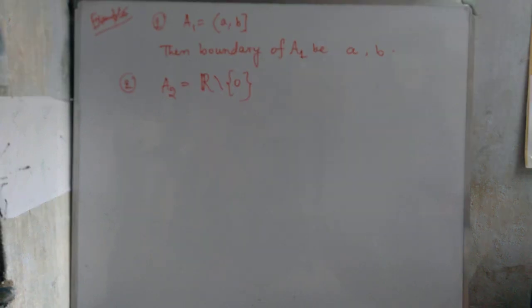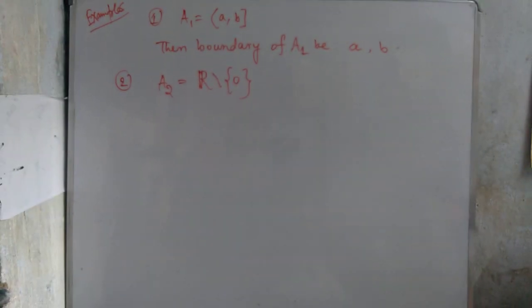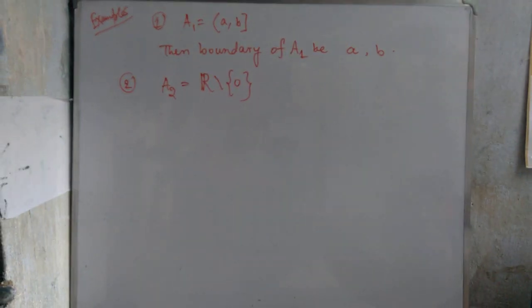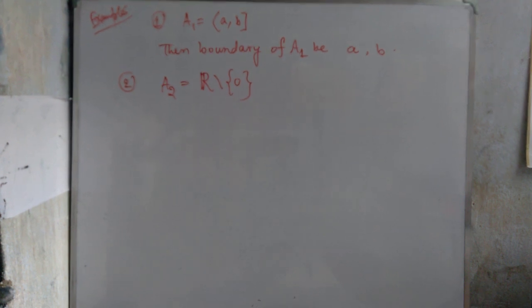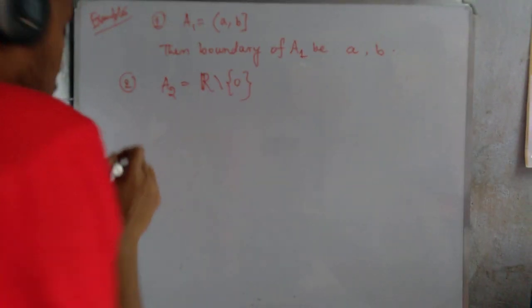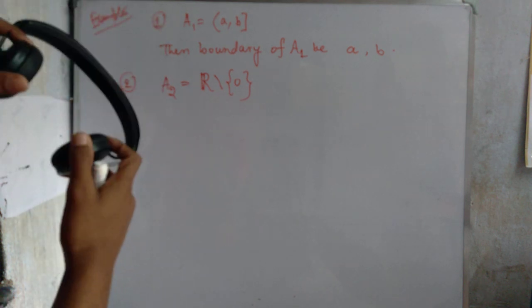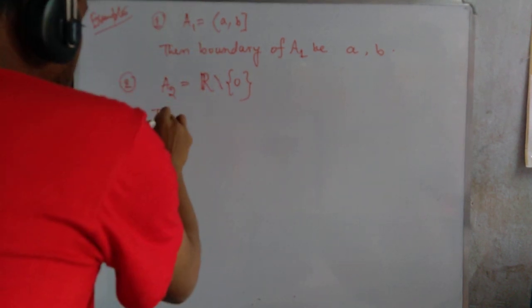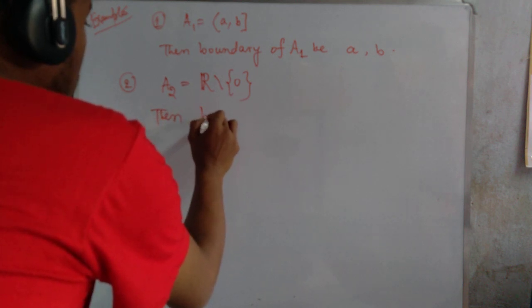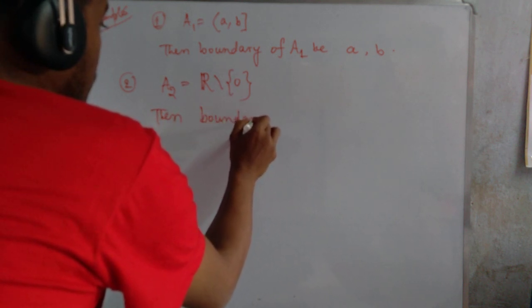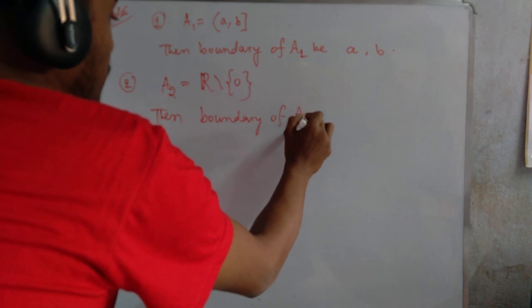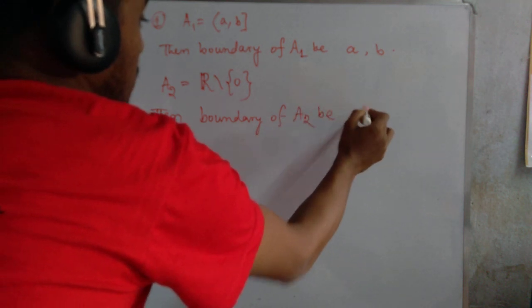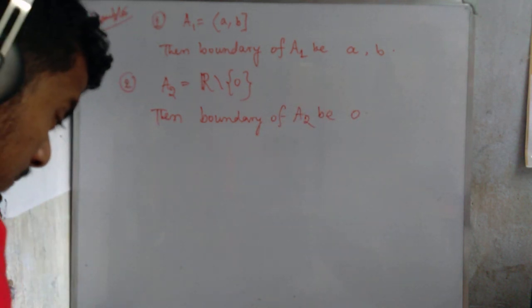Then the boundary of A2 is just the point 0.